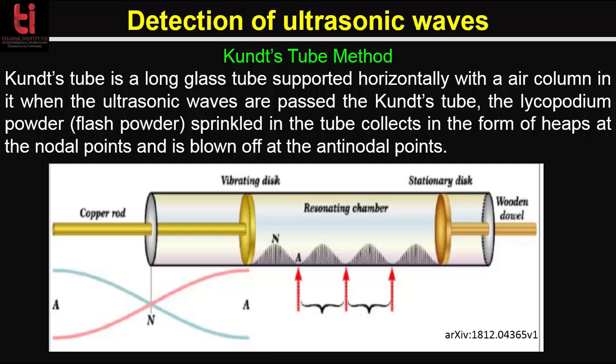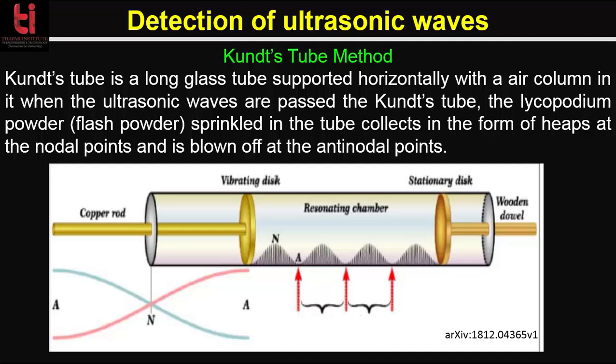Also, we can use the Kundt tube to detect the ultrasonic waves. The Kundt tube is an experimental acoustical instrument invented in 1866 by German physicist August Kundt for the measurement of the speed of sound in a gas or in a solid rod. But it is also used today for demonstrating standing waves. The tube is a transparent horizontal pipe which contains a small amount of fine powder, such as lycopodium or cork dust. So basically it is a long glass tube supported horizontally with an air column in it.